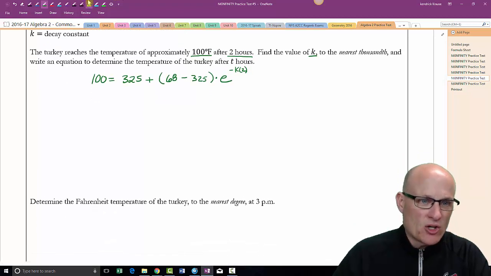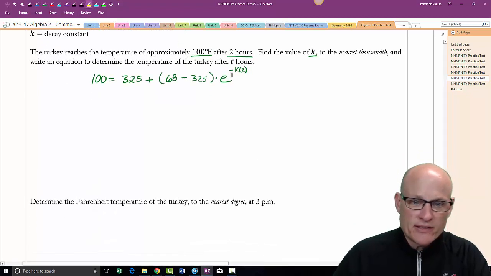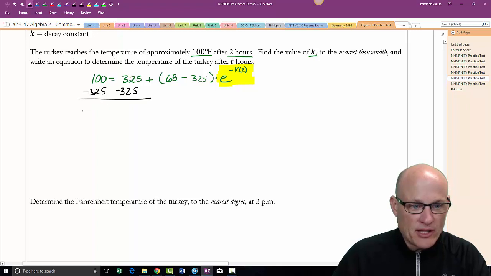So what we got to do, our goal is to isolate the weird thing. This is our weird thing right here. We got to isolate this thing. So we got a couple things we got to do first. First thing we're going to do is subtract this over. Subtract 325. And I'm going to show all the steps so I try not to make any mistakes.